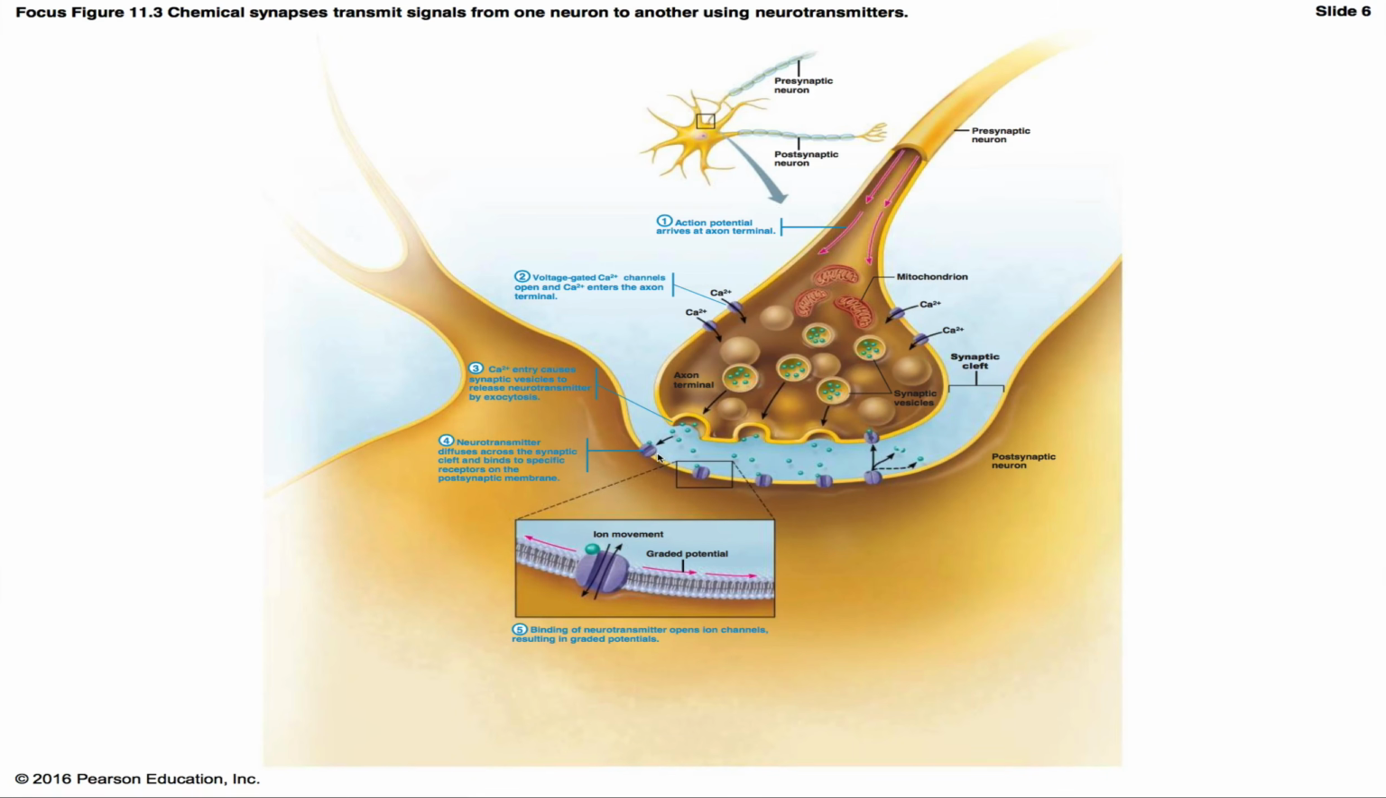So once they bind, it causes a change in the shape of these proteins, and now we end up having an influx of ions into this postsynaptic membrane. And this is what's going to cause the graded potential in the postsynaptic membrane. So you can see that over here as being the fifth step.